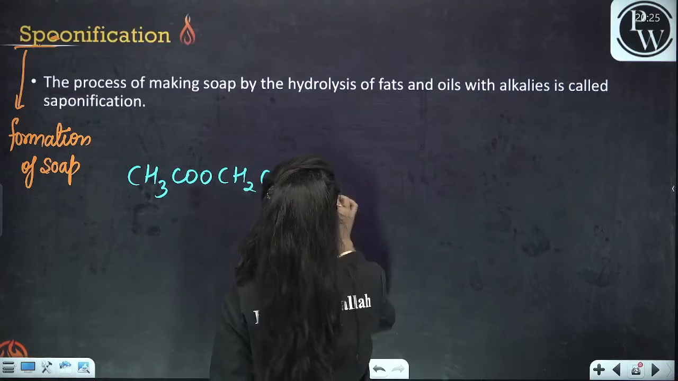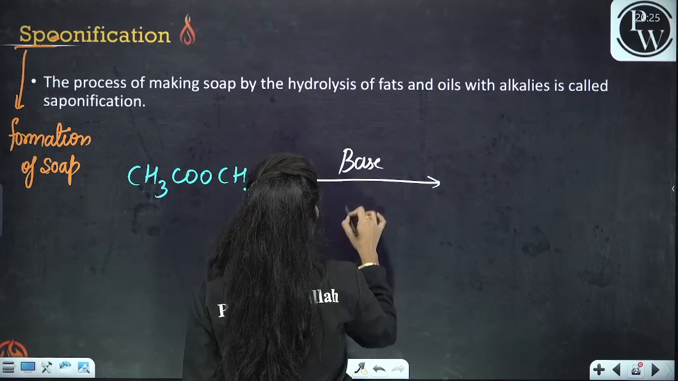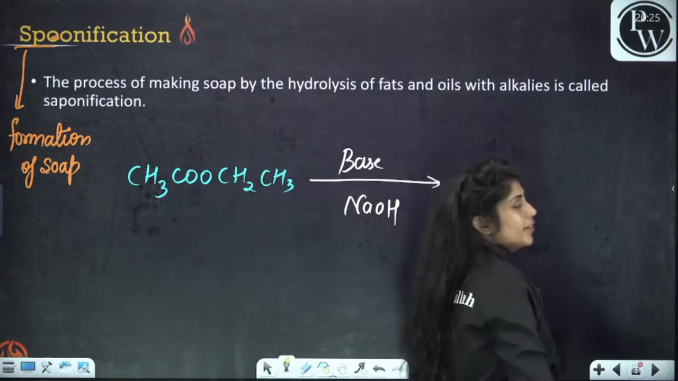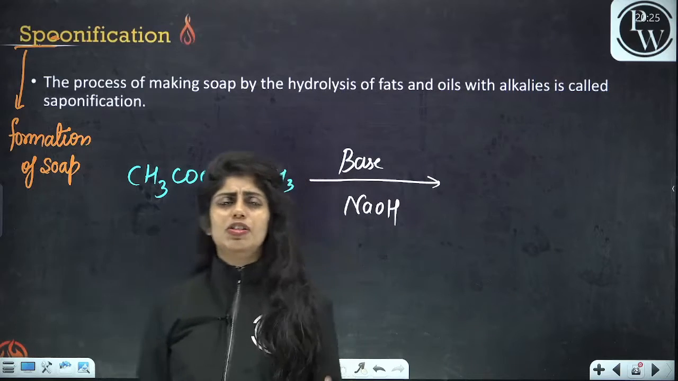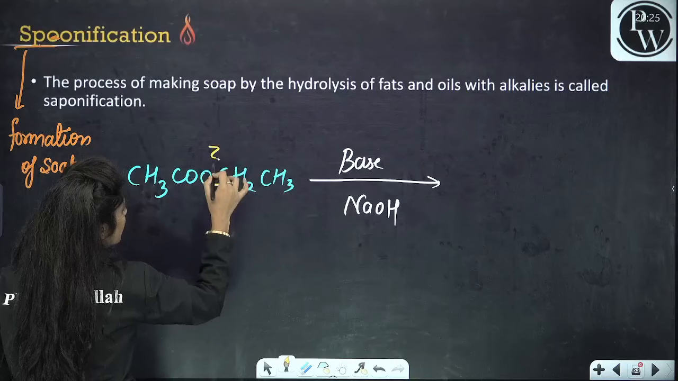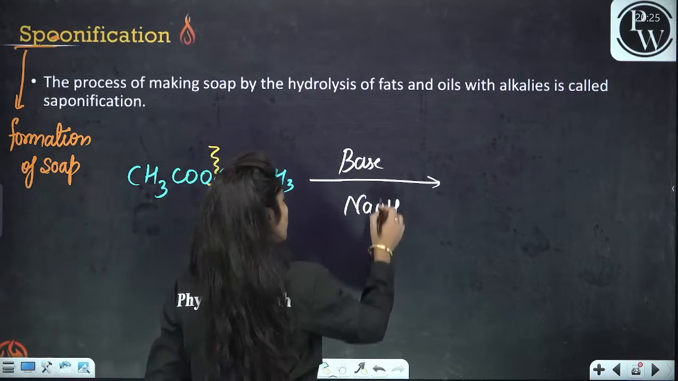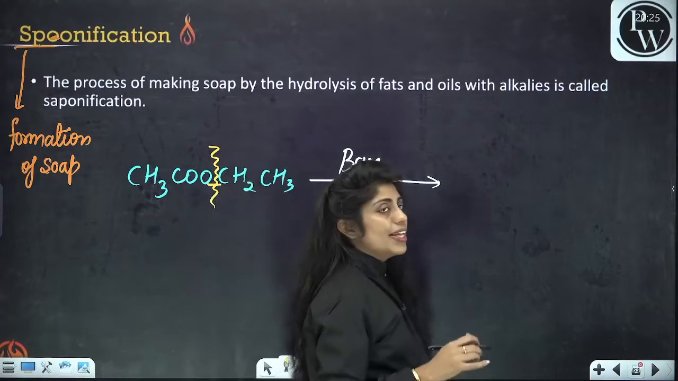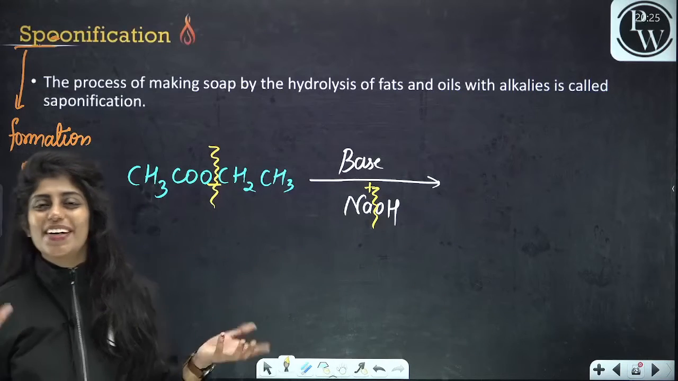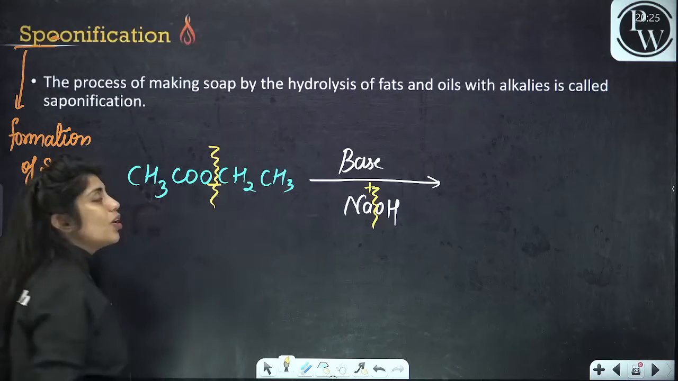You have to react it in the presence of a base or alkali like NaOH. How do you react it? Simple. You have to do one thing. This oxygen is not liking this carbon, so they break up. Now, Na positive and OH negative also break up. Whenever you see this sodium, making and breaking is going to happen. So this oxygen and carbon bond breaks.